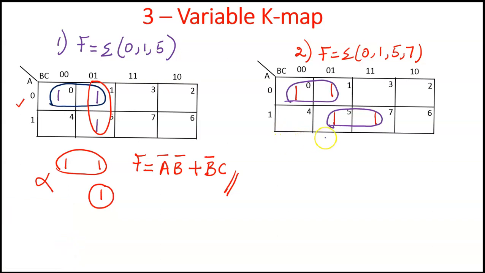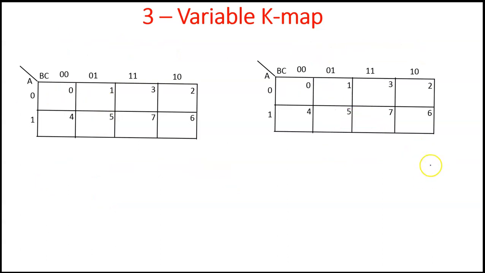Now we will write the expression for this example. For the first grouping, the A value is not changing, so A bar, and the B value is also not changing, B bar, and C is changing, so we neglect this third one. In the second grouping, the A value is changing, so we neglect it, and the B value is changing, whereas the C bit is not changing. So therefore C. This is the example for the second grouping.